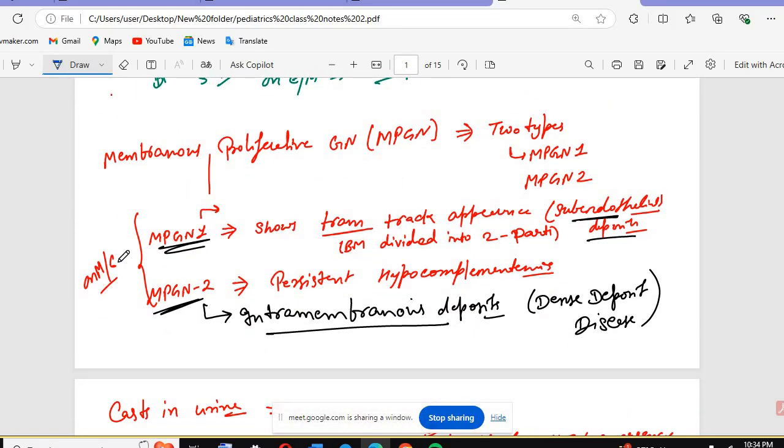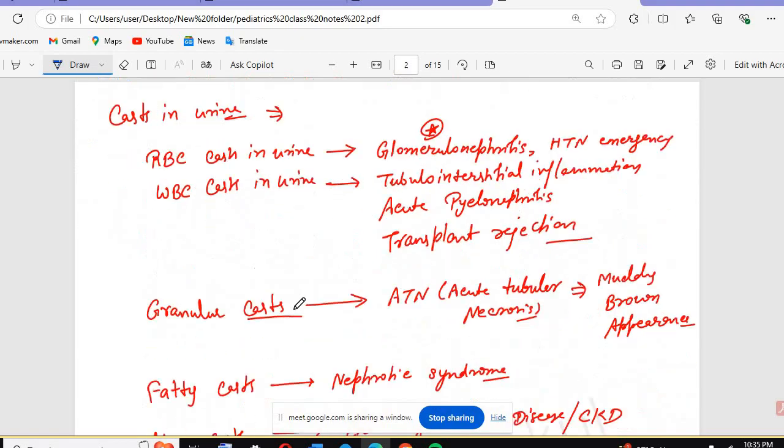Membranoproliferative glomerulonephritis has two forms. In MPGN1, there is subendothelial deposit. In MPGN2, there is intramembranous deposit. You can write 2 like the letter I, for intramembranous deposit. The 1 you can't write as I, because it looks different, so this means subendothelial. Anyhow, you have to remember it. MPGN1 has subendothelial deposit, and MPGN2 has intramembranous deposit, also known as dense deposit disease.